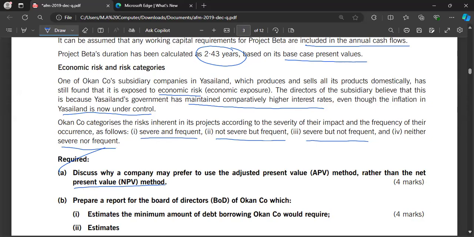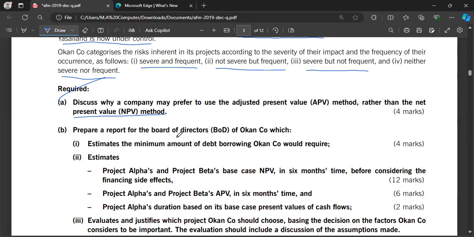The second: prepare a report for the board of directors which estimates the minimum amount of debt borrowing Okan company would require. Because we said if the 50 million or 100 million is the total, the 50 you are getting from the sales, let us assume. So in this question, we have to tell the examiner how much balance we will finance with the help of debt borrowings.